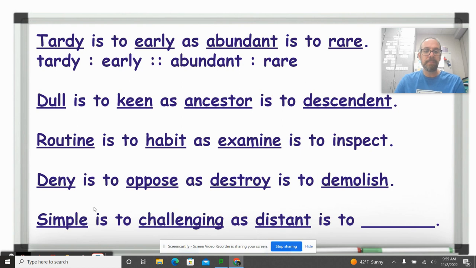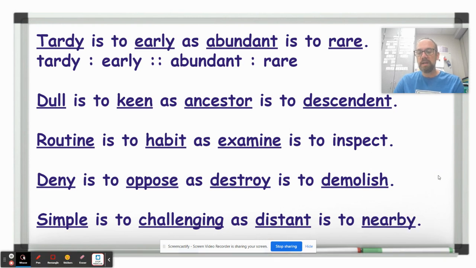And then let's see here. Last one. Simple is to challenging, as distant is to blank. Yeah, this one's a little bit clearer. Simple and challenging, these are antonyms. So something that's an antonym for distant. There's probably lots of words that could fit, but this particular one is nearby, or close.